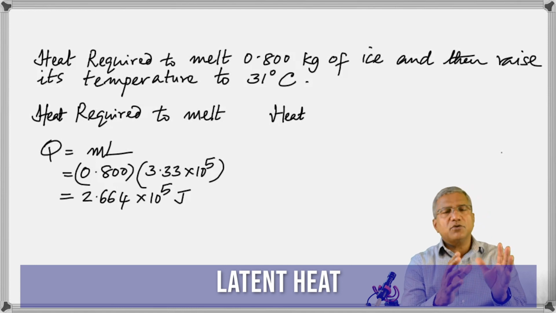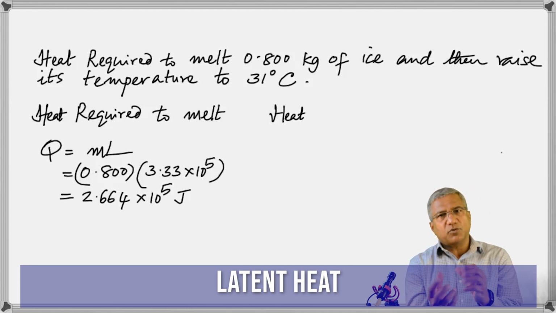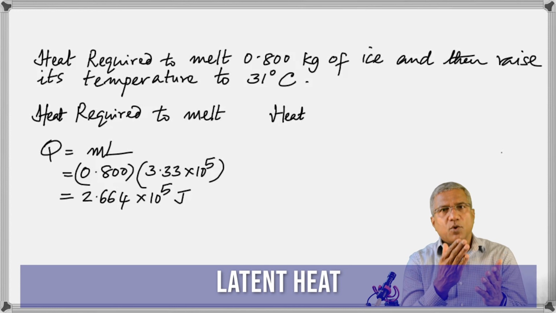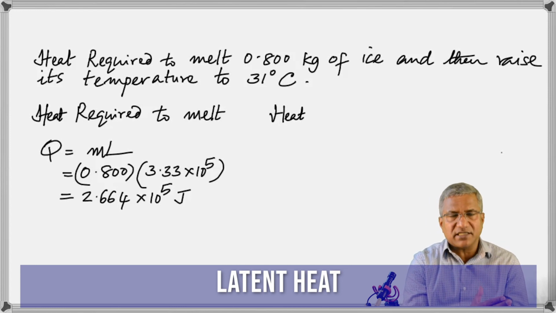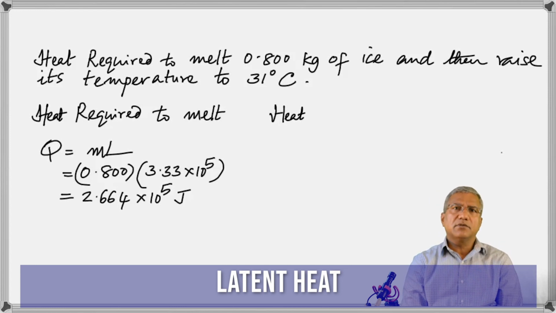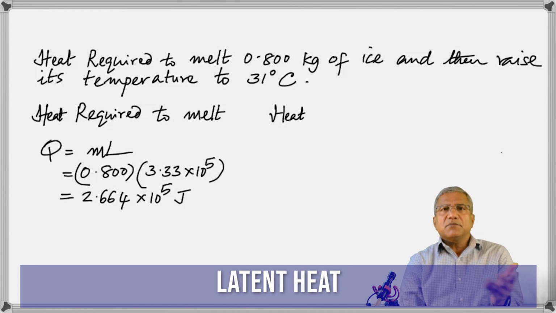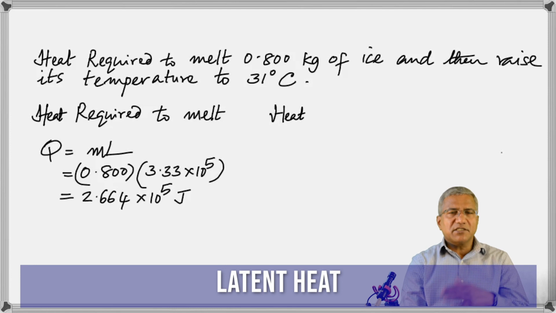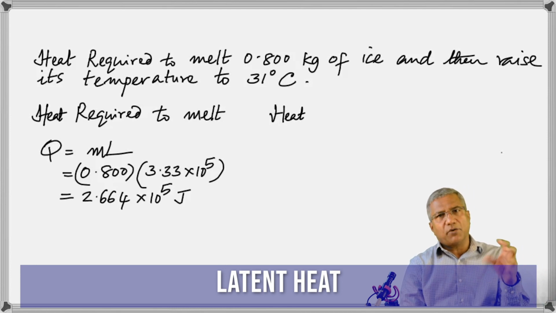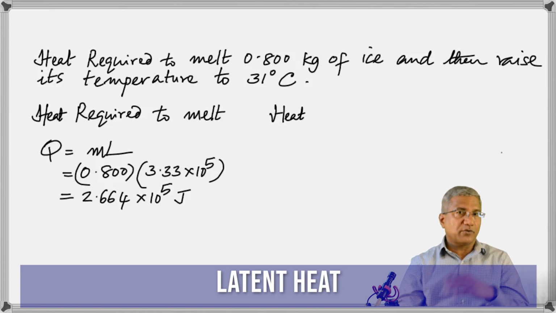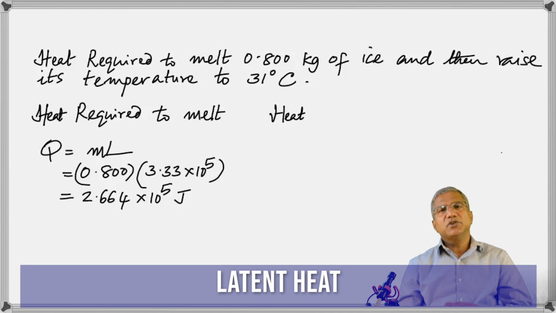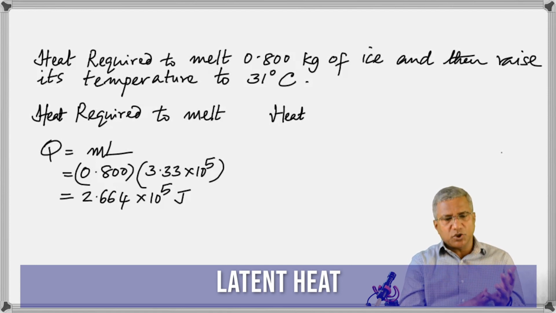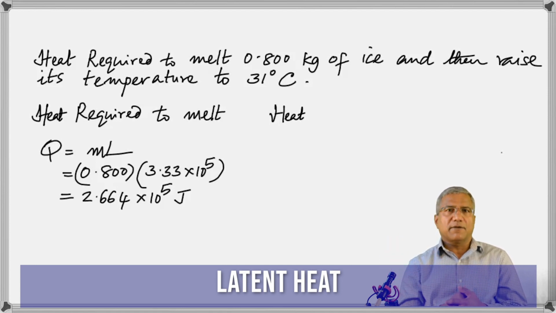And then once the ice becomes water, what is its temperature? Ice at 0 degrees Celsius. Well, how do I know it's at 0? Because that's the melting point of ice. Nobody needs to tell you that. Melting point of ice is 0 degrees Celsius. So now ice at 0 degrees Celsius has changed into water at 0 degrees Celsius. So now you're dealing with water, and you got to change the temperature of water from 0 to 31.